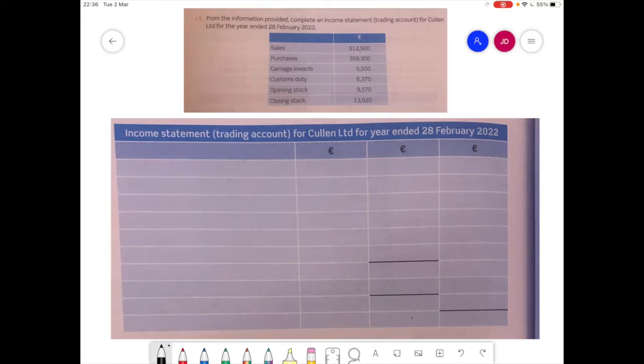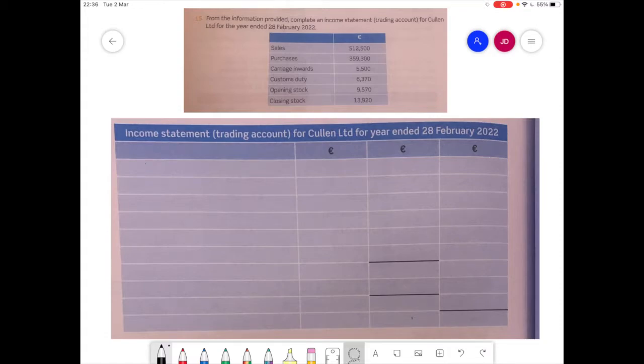Now, in this video we're going to be looking at the trading account part of the income statement, so the very beginning bit. The question we're using is from Edco's Time for Business second edition. The question is question 15 on their student activity book, which is on page 281 and 282. Let's get stuck into the question.